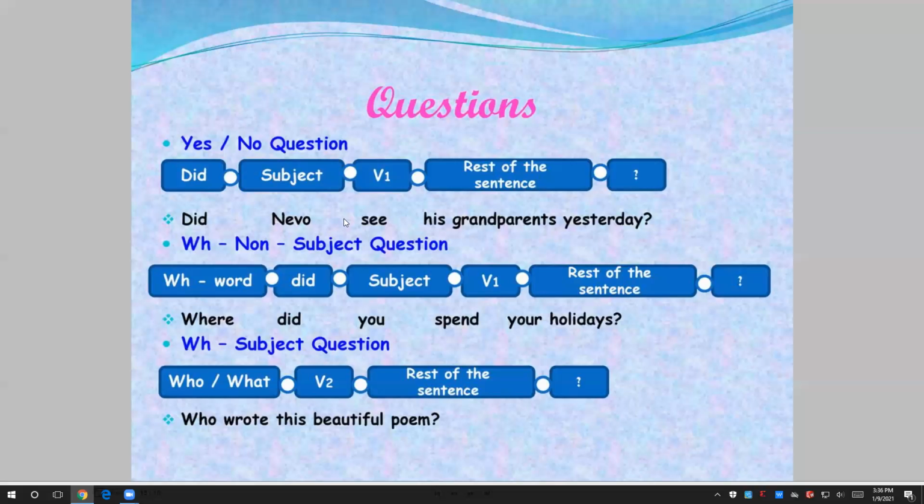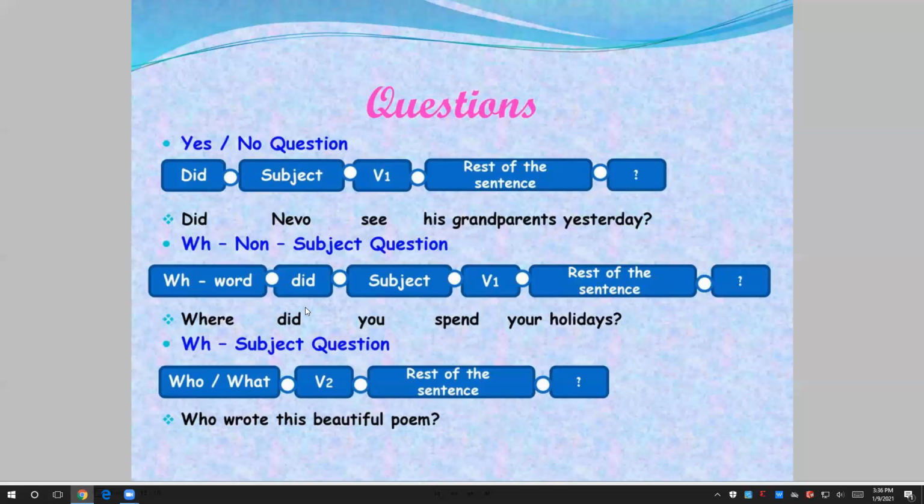So in negative and questions we use first form of verb, but we'll use second form of verb in questions only if it is an interrogative question and it starts with who or what. These are two exceptions. When you start a sentence with who or what, then you'll use second form of verb and then rest of the sentence, like who wrote this beautiful poem. Since we do not have did or did not here, in absence of did, we have used second form of verb. So when you have did or did not, you'll be using first form of verb.